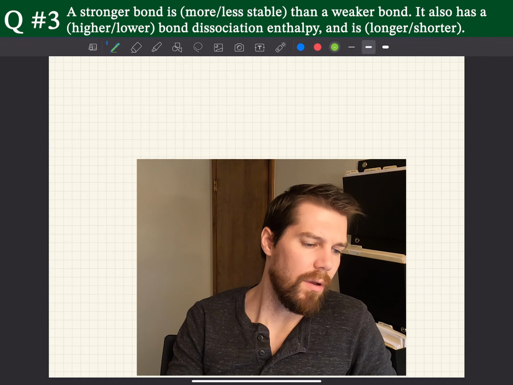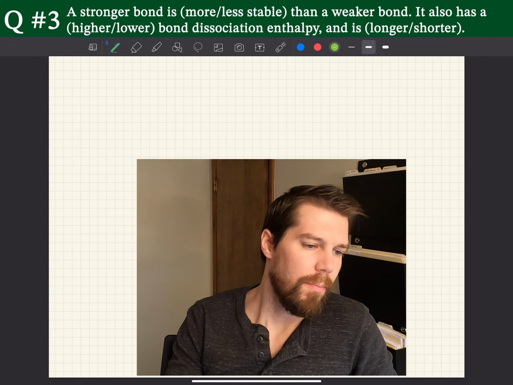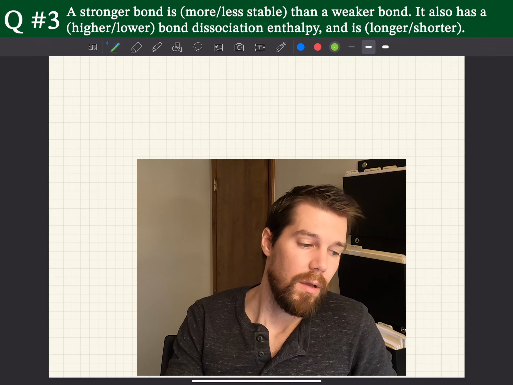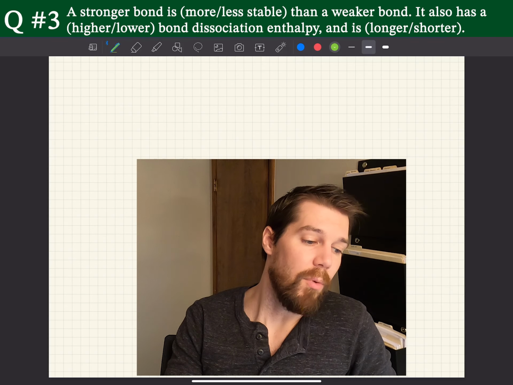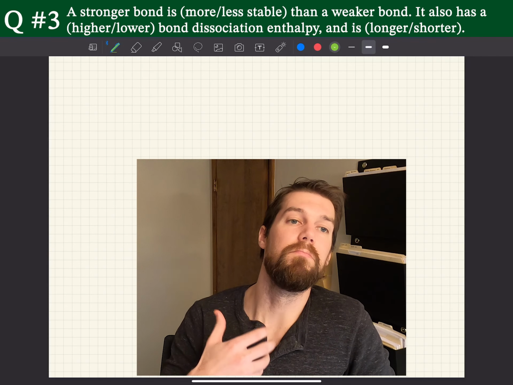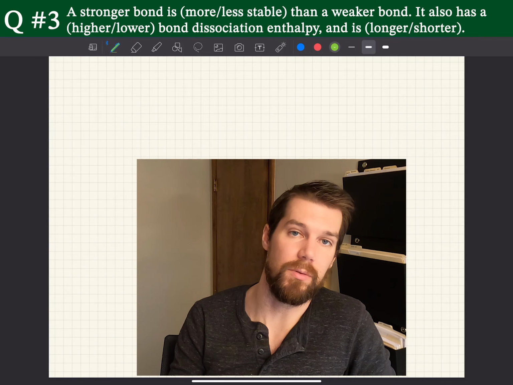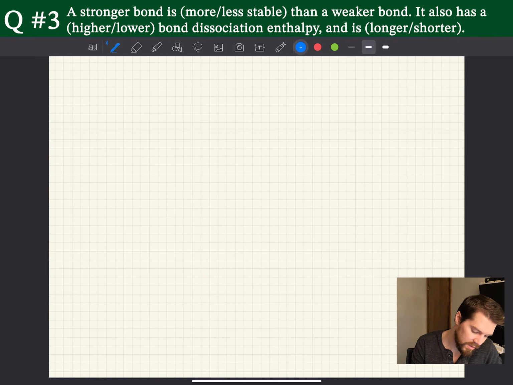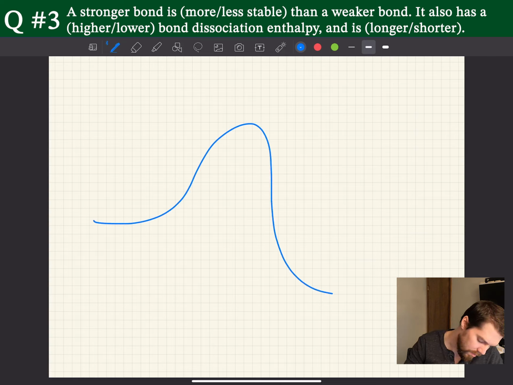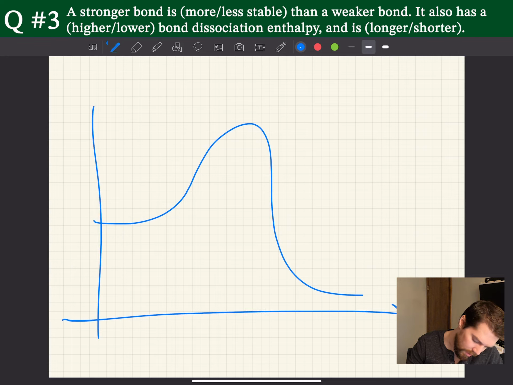I'm just going to go ahead and read through this. A stronger bond is a more stable bond. If something is more stable, it requires more energy to be put into it to break. So let's symbolize that here. If I have this as some reaction coordinate, we just looked at this. There's energy here, this is the progression of the reaction. Here's my reactants, here's my products.